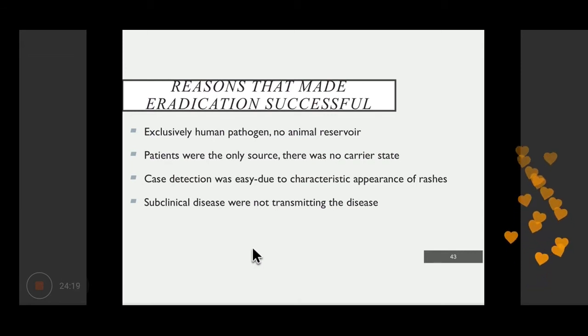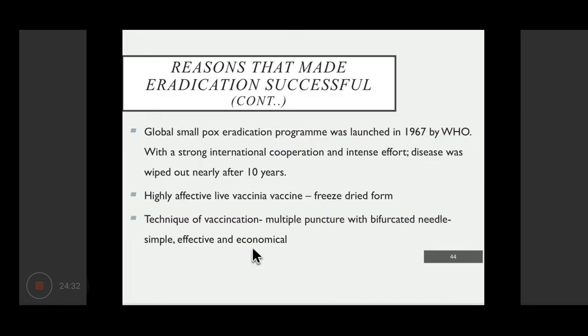Case detection was easy because of the characteristic appearance of the rashes. Anybody who developed rashes similar to those seen in smallpox could be identified easily. Subclinical cases were not transmitting the disease. This global eradication program was launched in 1967, and within around 10 years the disease was eradicated.